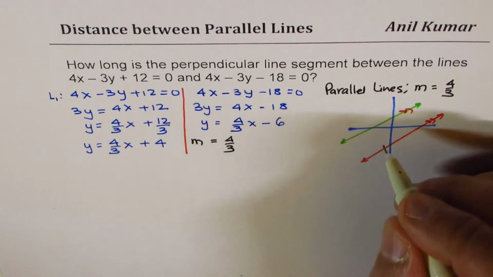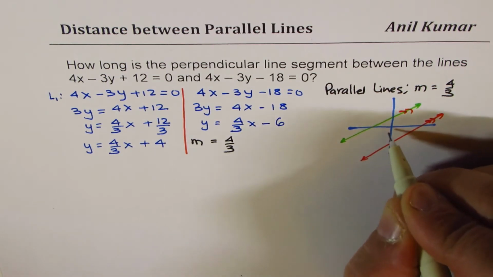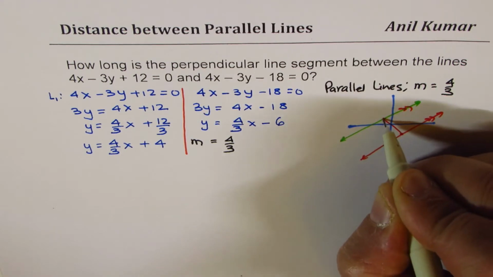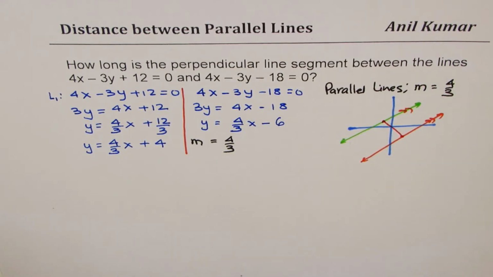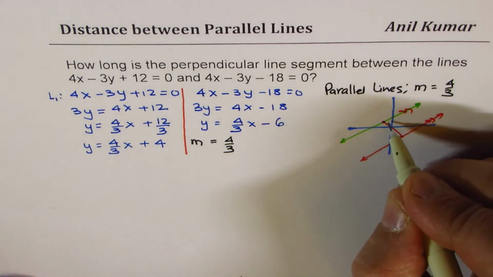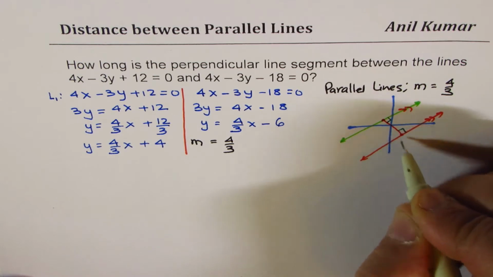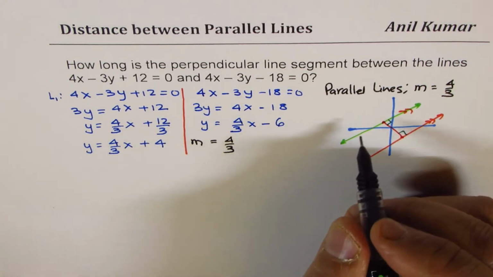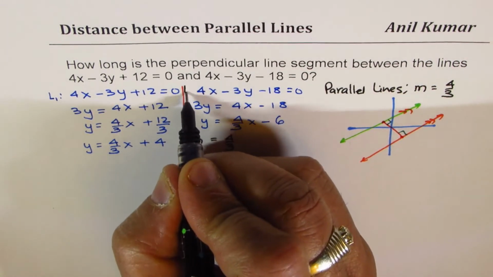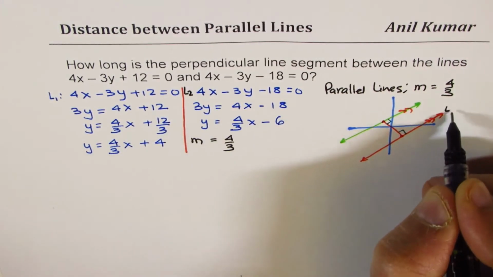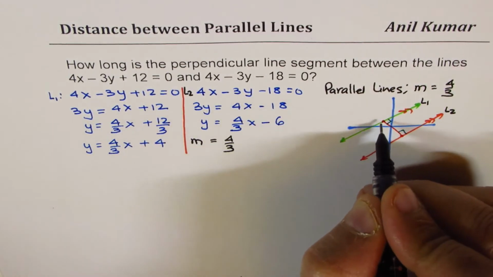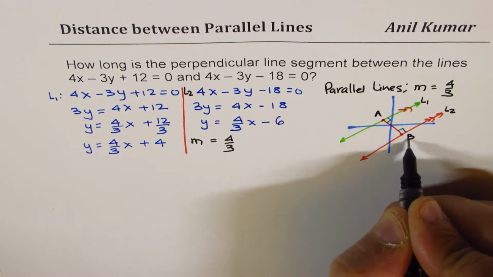That's the perpendicular distance. Now, let us assume that the line going through the origin is this one, and that segment gives us the shortest distance. Now, since this is perpendicular to both, only then it can be shortest, correct? Let me name the lines as L1 and L2. This is my line L2. So I'm calling this line L2, this one L1. And let these points be A and B for us.